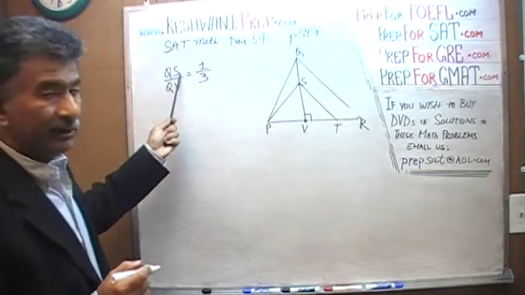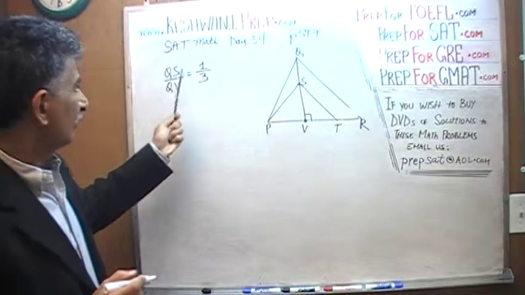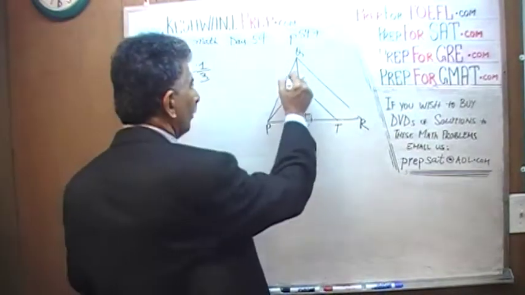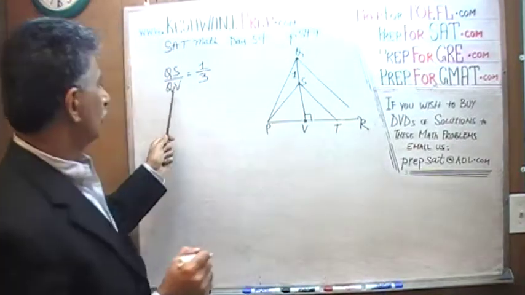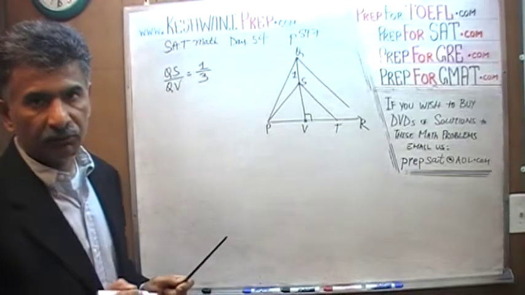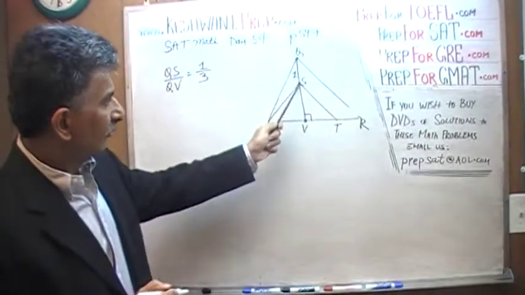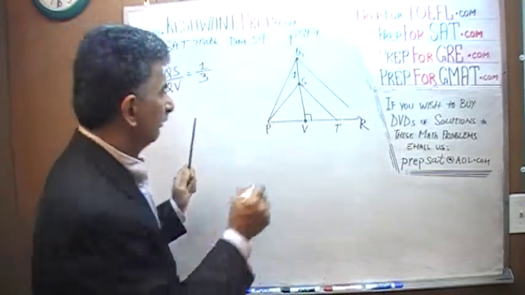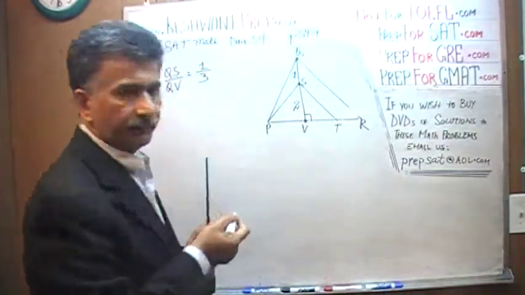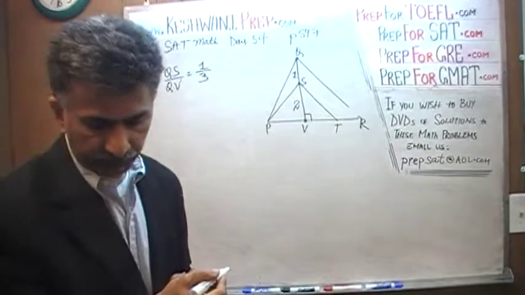If Q to S is 1 unit, if Q to S is 1 inch, for example, then Q to V has to be 3 inches because the ratio is 1 to 3. So if Q to S is 1 and Q to V is 3, then S to V must be 2. Voila. That's the first bit of information they give us.